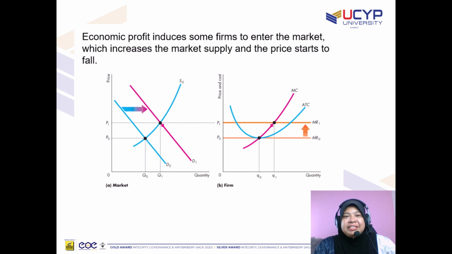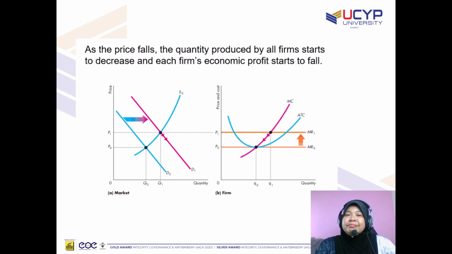Economic profit induces some firms to enter the market, which increases the market supply, and the price starts to fall. As the price falls, the quantity produced by all firms starts to decrease and each firm's economic profit starts to fall.